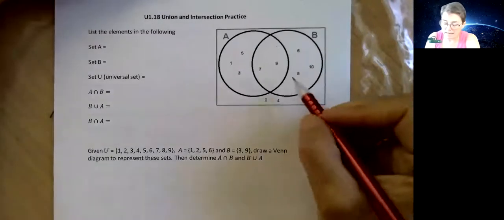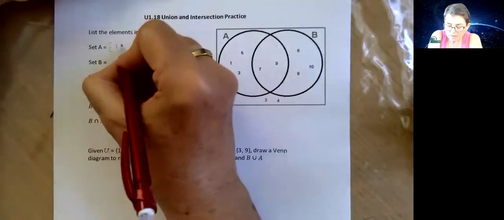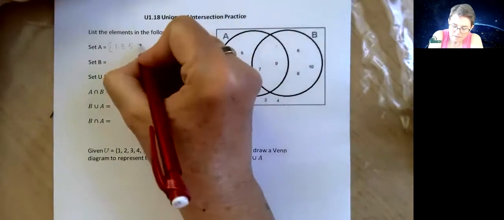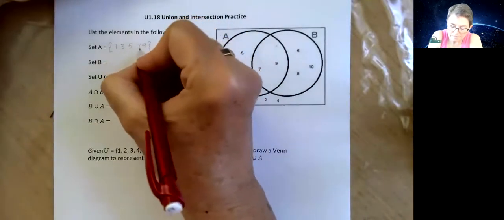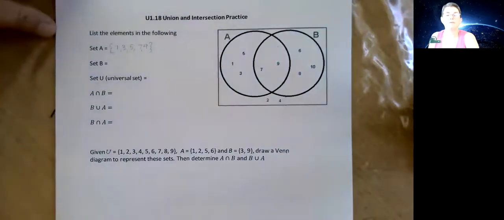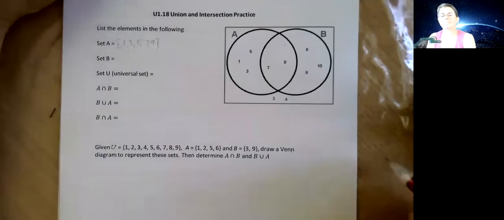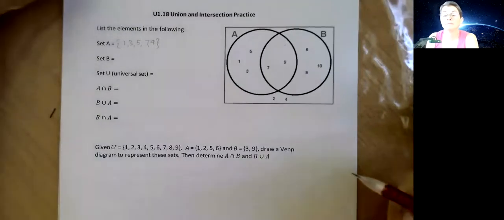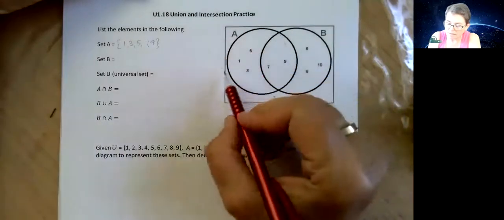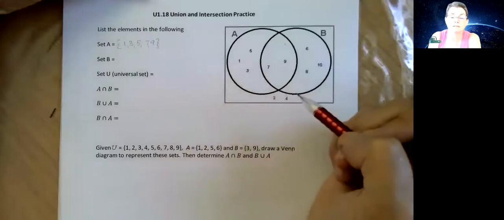So set A: 1, 3, 5, 7, 9. Those are all the elements, and I put them in order. You don't have to, but it just makes it easier. Yeah, it's as simple as that. Set B. So that was everything that's contained in the A circle. So not only these three, but don't forget the ones in the intersection.